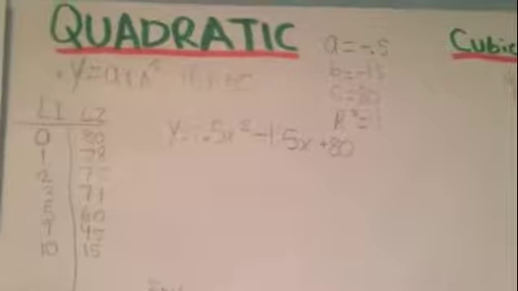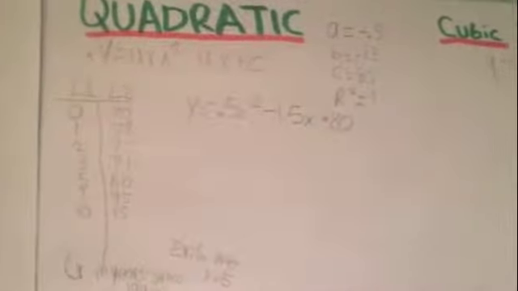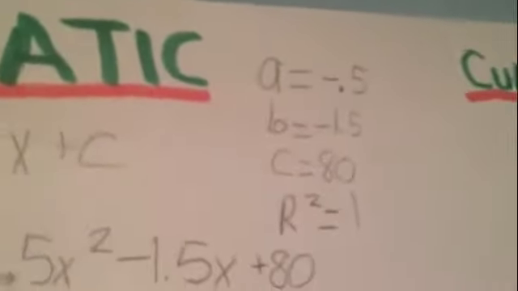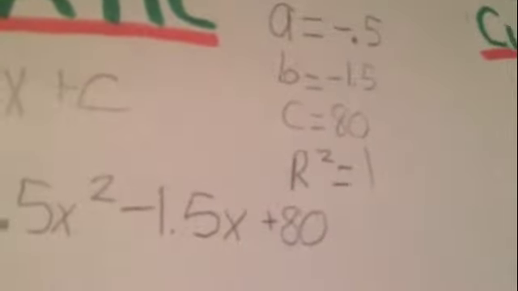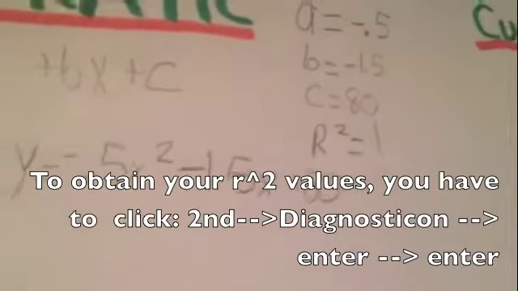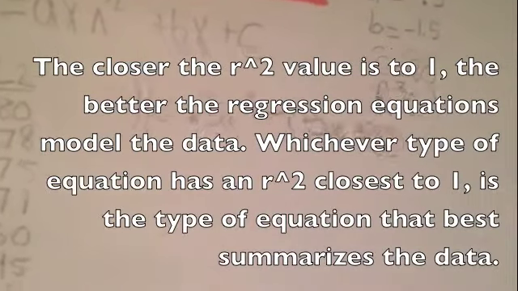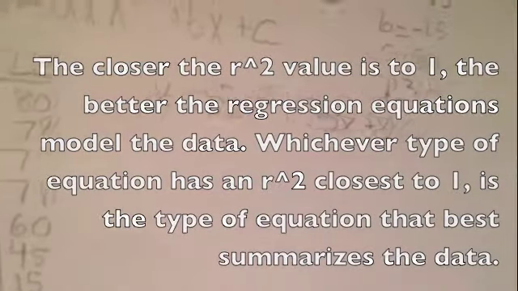Okay, so we saw the numbers on the calculator, and here I put it into the equation. So the a is negative 0.5, the b is negative 1.5, the c equals 80, and the r squared doesn't go into the equation, but it just gives an example of how close a number is to 1. That means it's that type of regression.